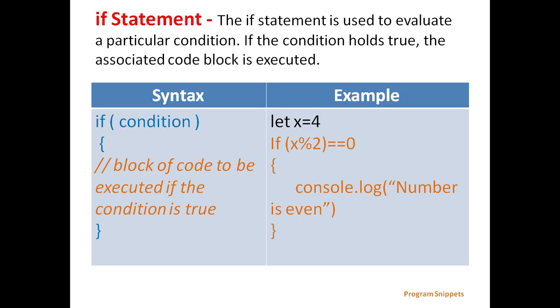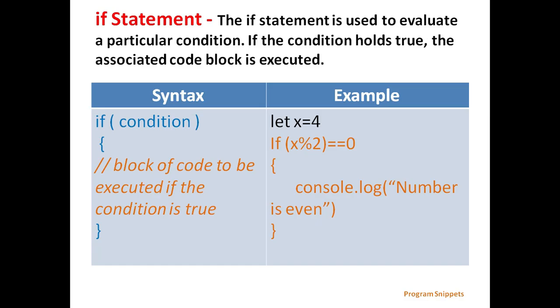First is the if statement. The if statement is used to evaluate a particular condition. If the condition holds true, the associated code block is executed. The general syntax is if, condition, and then the block of code to be executed. For example, here we have assigned 4 to x, and if we give the condition x mod 2 equal to 0, it will print number is even. Since the condition is true, it will print number is even.